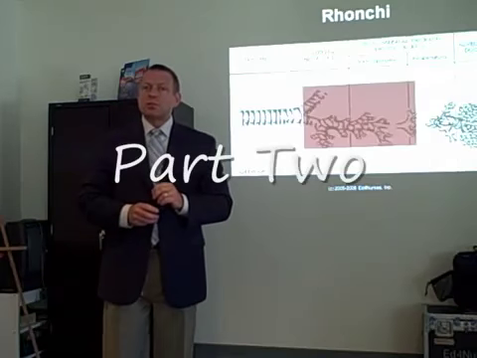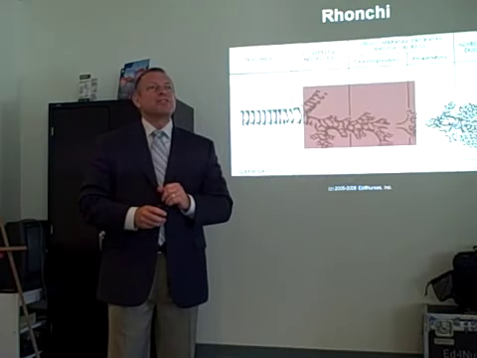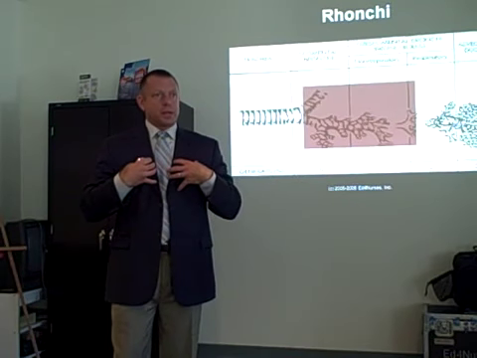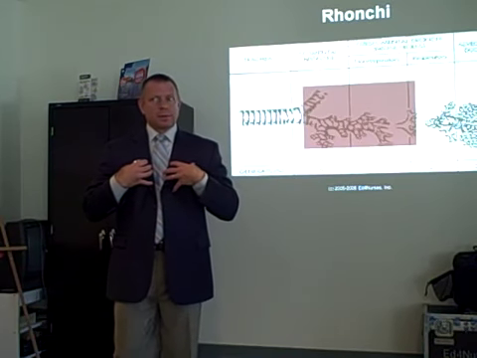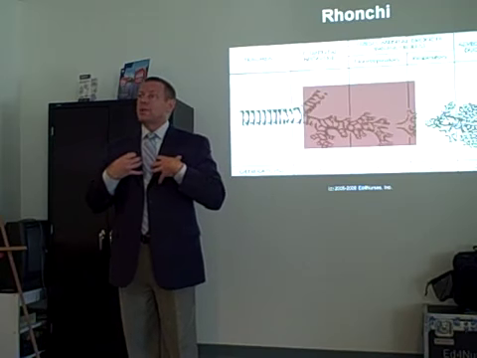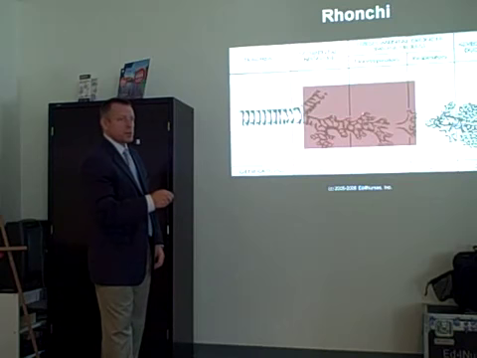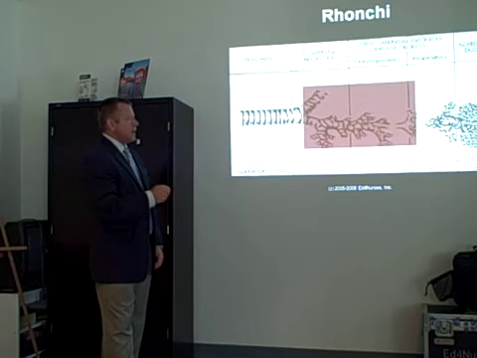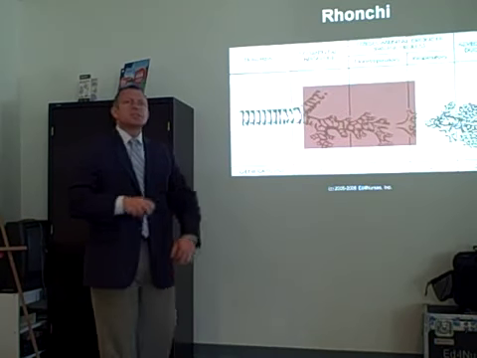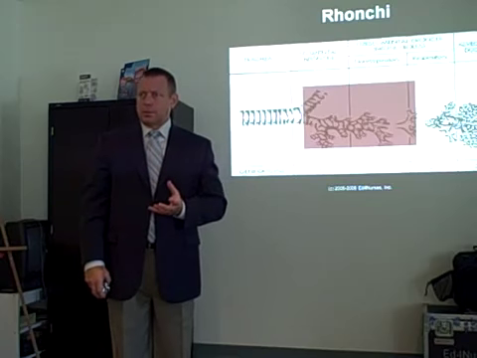The next type of breath sound is rhonchi. Rhonchi is caused by having secretions up in the larger airways. So we're going to hear it up here, which means early in the respiratory cycle. There's a lot of air movement past that secretion, so these things will be loud.